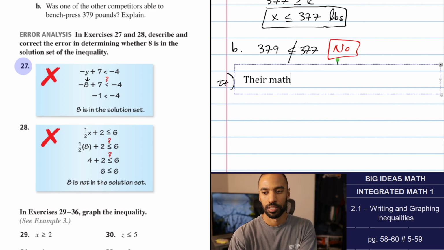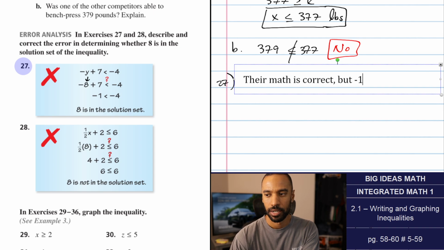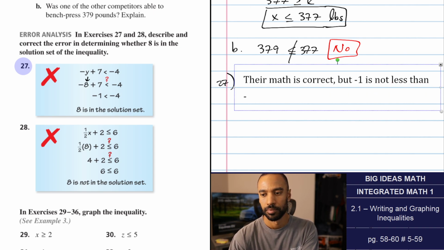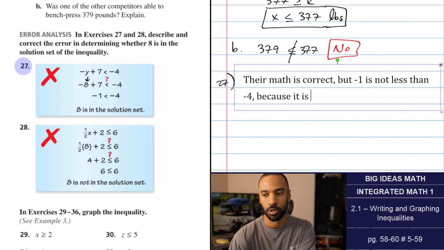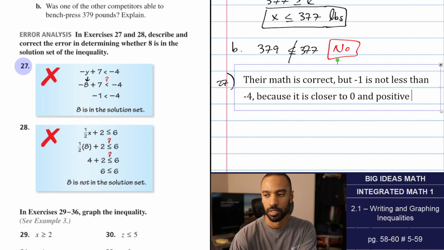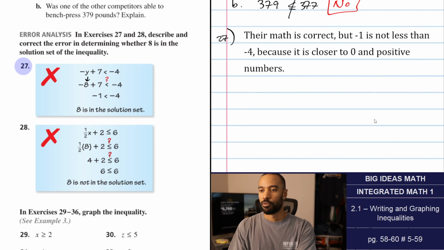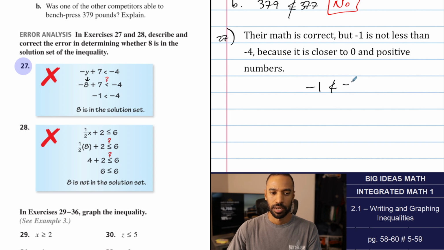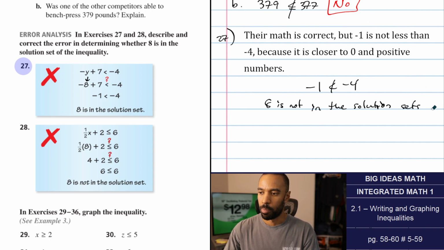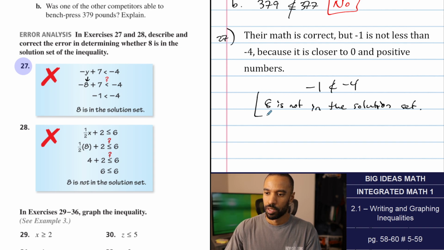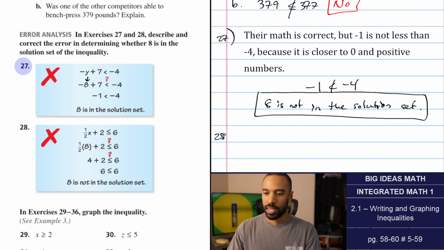Their math is correct, but negative 1 is not less than negative 4 for a couple reasons. It's a smaller negative number because it is closer to 0 and positive numbers. So therefore, the final statement should be negative 1 is not less than negative 4. Therefore, 8 is not in the solution set. Now, normally I don't write the answer like that as a whole, but in this case I am, just to make the correction there. So boom. Number 28.